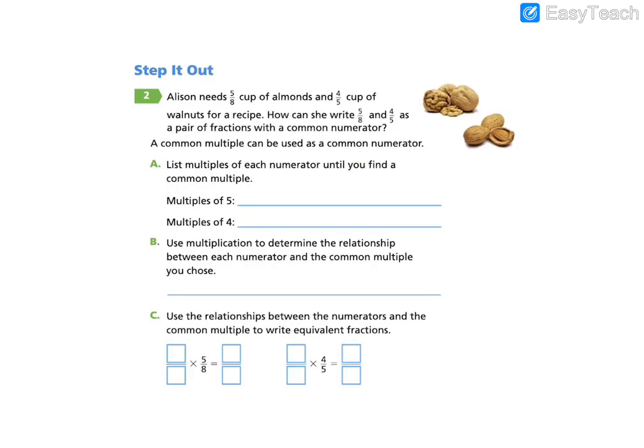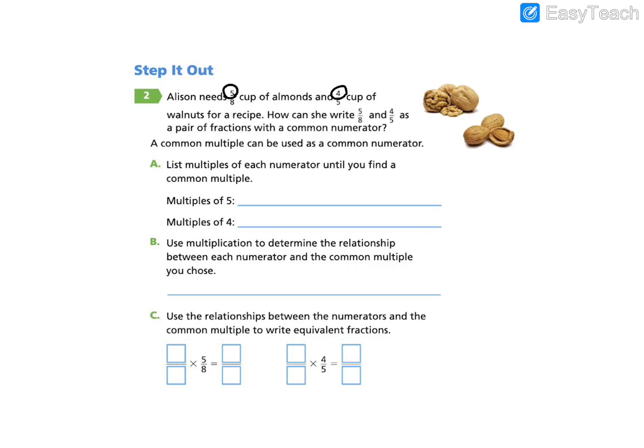All right, let's look at number 2. Allison needs 5/8 cup of almonds and 4/5 cup of walnuts for her recipe. How can she write 5/8 and 4/5 as a pair of fractions with a common numerator? A common multiple can also be used as a common numerator. So this time we aren't listing the multiples of our denominators. We are listing the multiples of our numerators. This is just a different way of comparing fractions. You will most likely use common denominator more, but it's important we understand how to do common numerator as well.